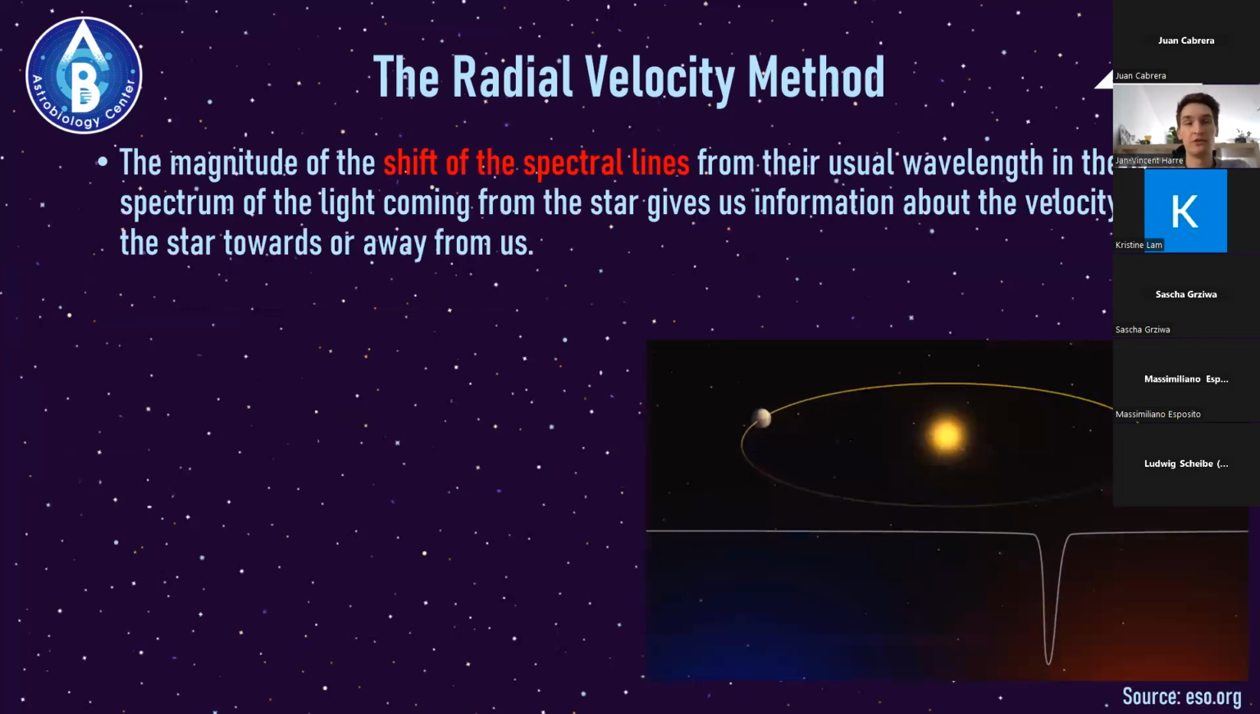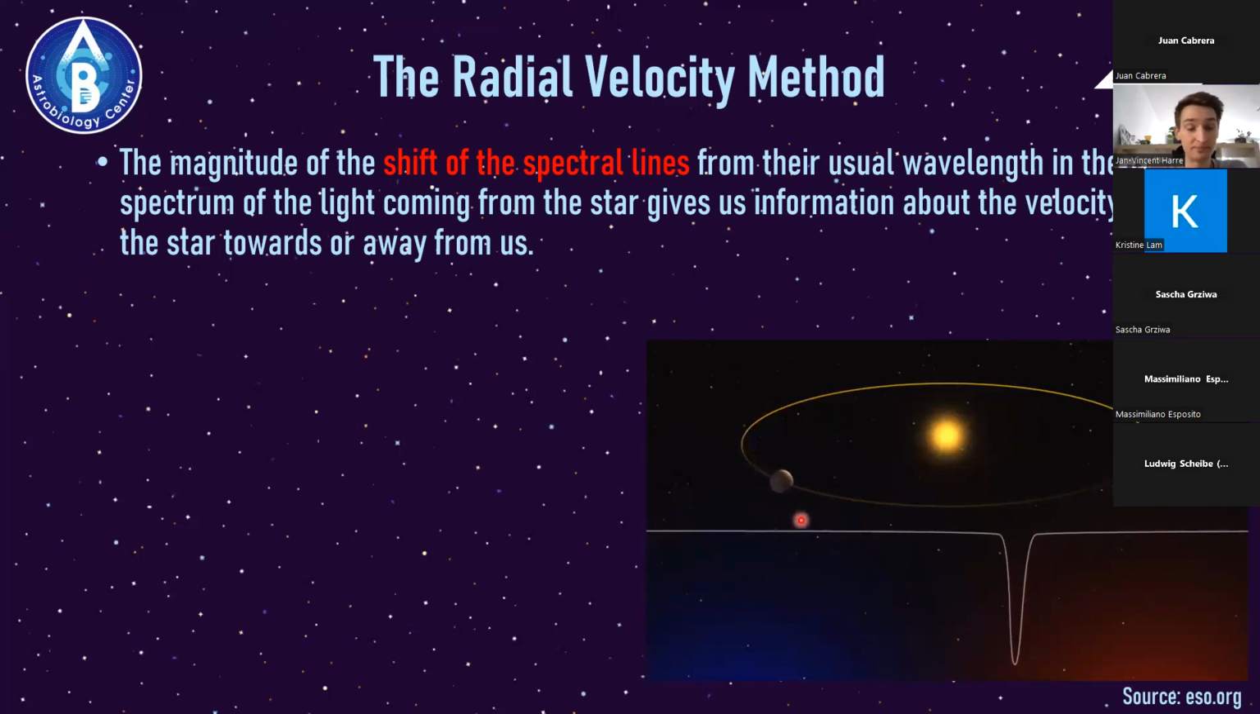So the magnitude of the shift of the spectral lines, the redshift or the blue shift, from the usual wavelength in the spectrum can give us information about the velocity of the star towards or away from us, as I already mentioned. And this is indicated in the bottom right with a spectral line basically moving about as the planet and star are moving in their orbits.